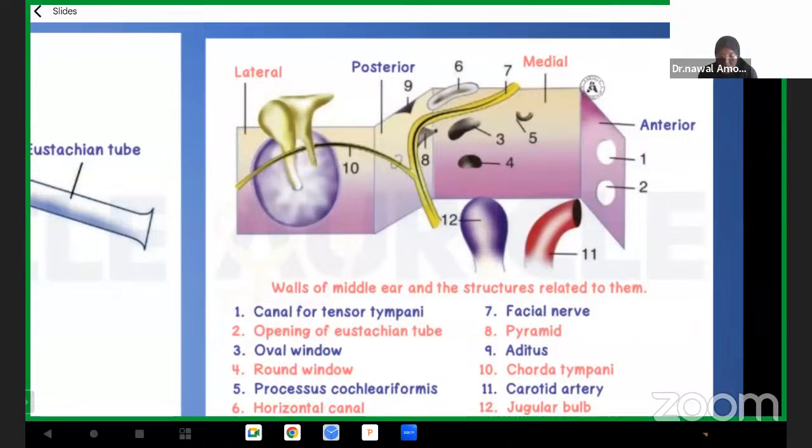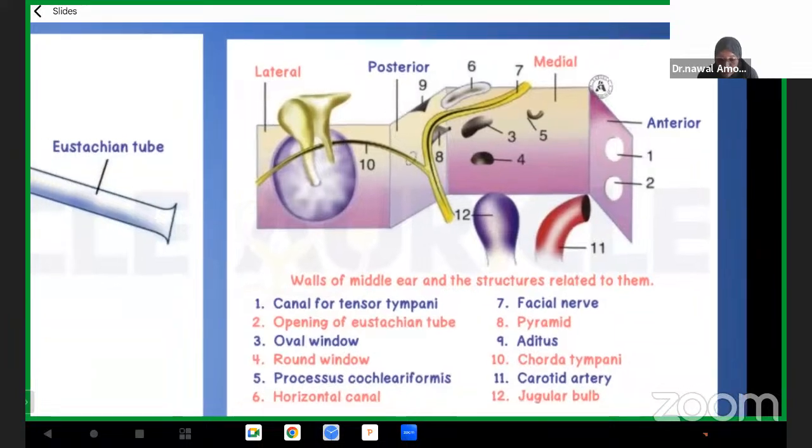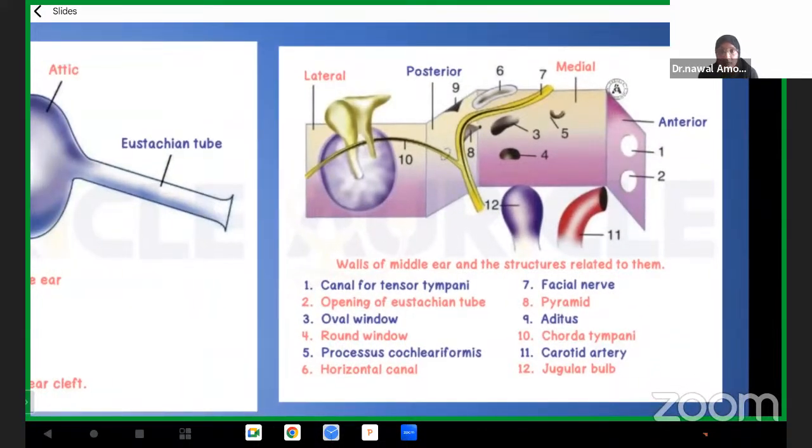Number five is the processus cochleariformis. Number six is the horizontal canal. All these are in the medial wall. And even the seventh one, the facial nerve, is in the medial part of the medial wall of the middle ear. Now coming to the posterior parts, we have the pyramid, 9, and the aditus.